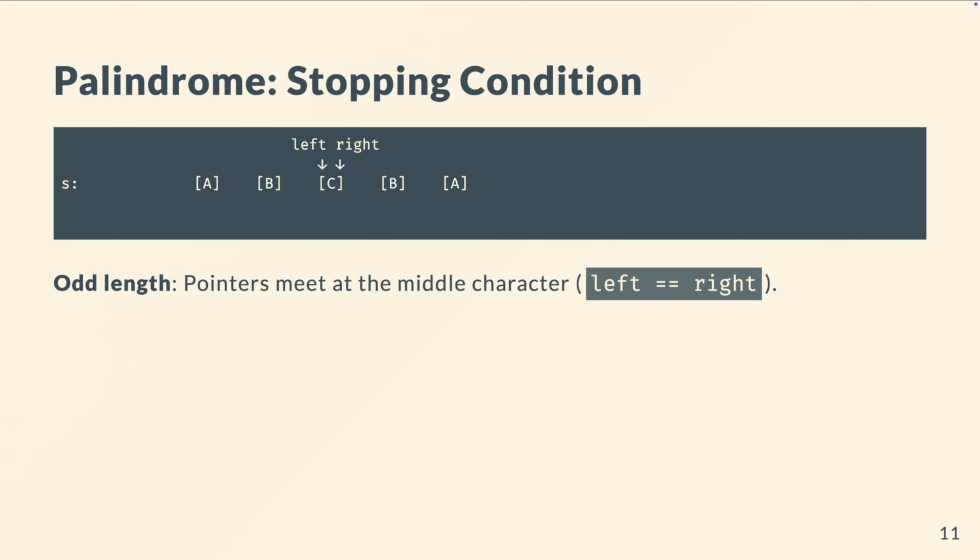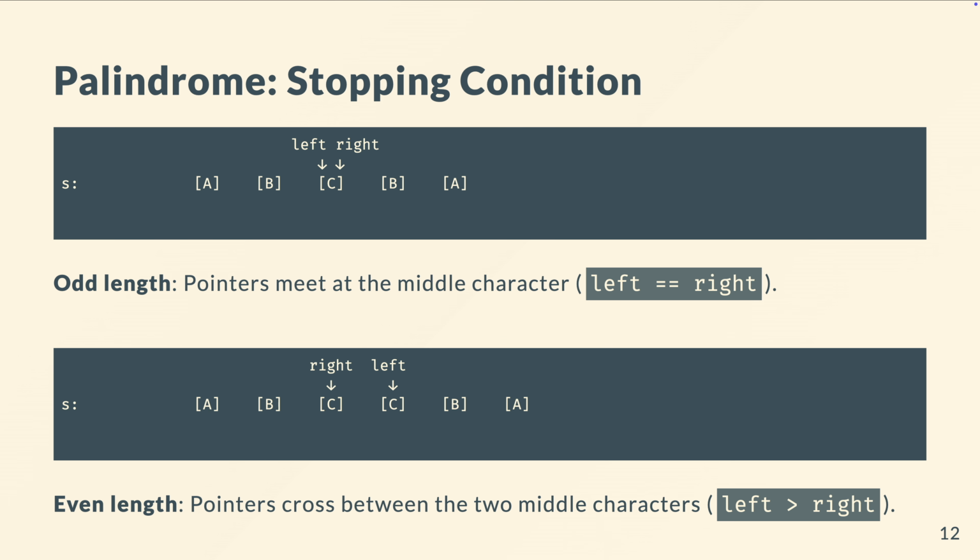Let's study the stopping conditions for odd-length string and even-length string, respectively. Here is an odd-length string. If no mismatch happens throughout, the two pointers eventually meet at the exact middle character. That means left equals right at the end.